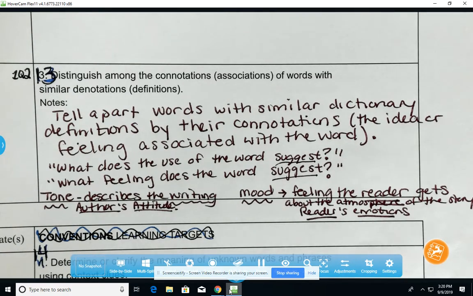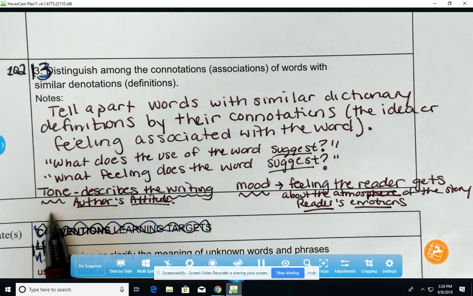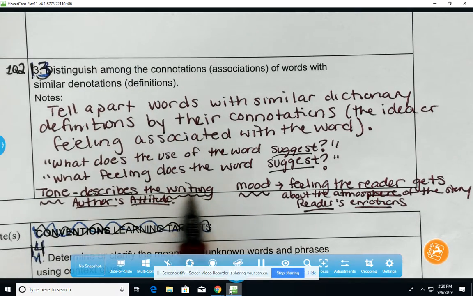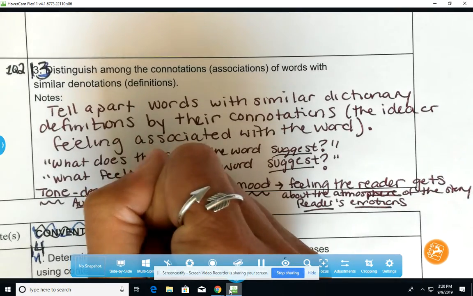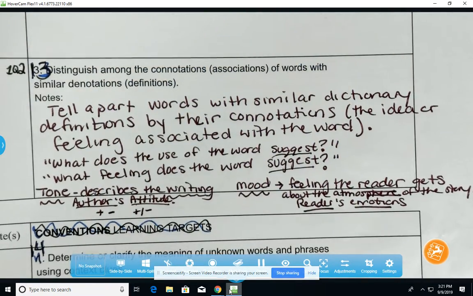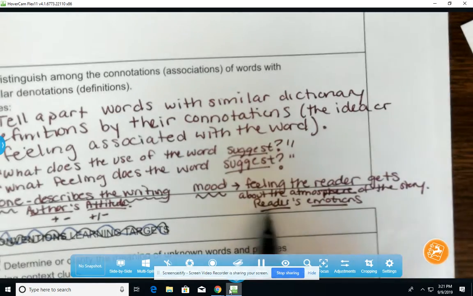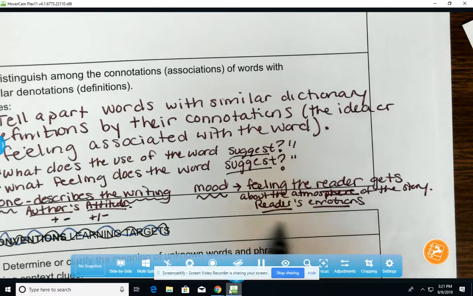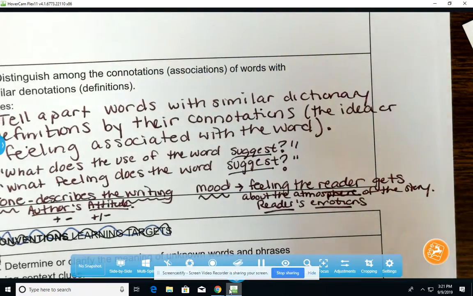That brings into conversation the idea of what tone means versus what mood means. Both tone and mood are associated with connotation. Tone is the author's attitude. So it describes the writing. The writing could have a positive, a negative, or a neutral tone. So it could be positive, negative, or neutral, but that's the author's attitude that you hear coming off the page of the text. Whereas mood is the feeling the reader gets about the atmosphere of the story. So this is the reader's emotions as they are reading the story. The atmosphere of the story gives the reader specific feelings or emotions.